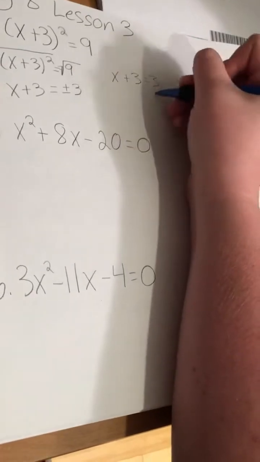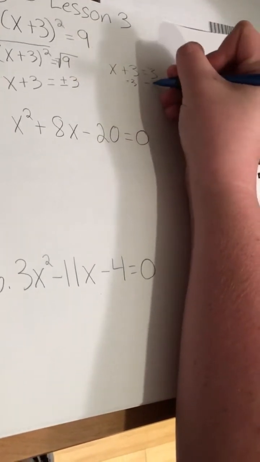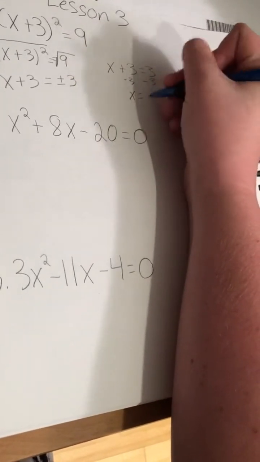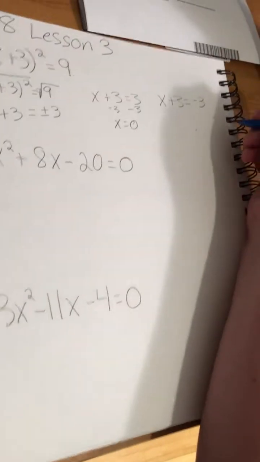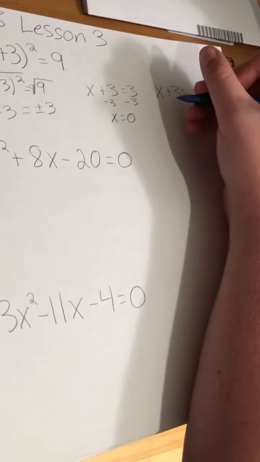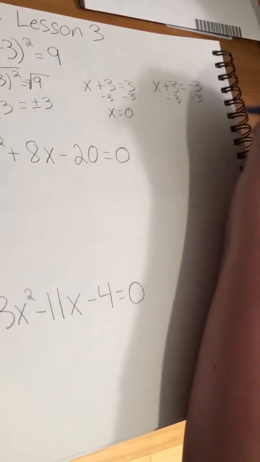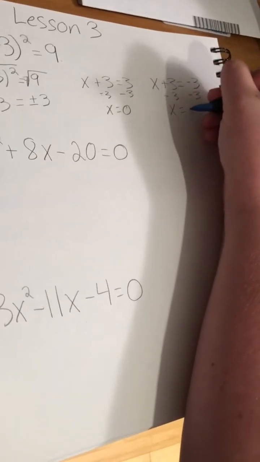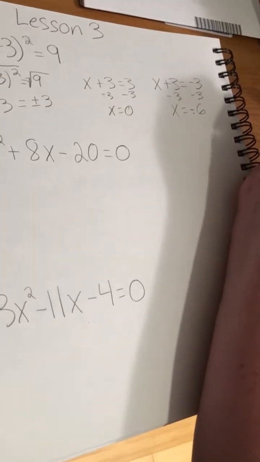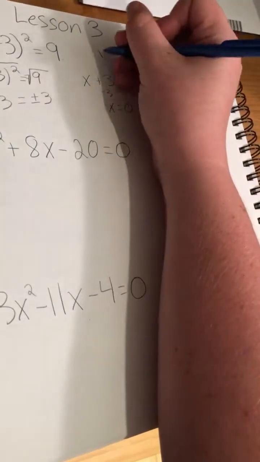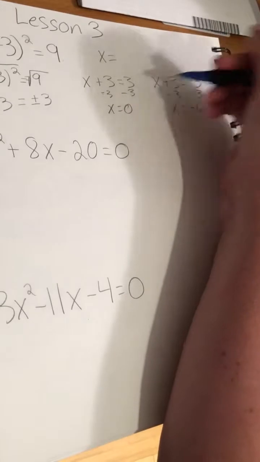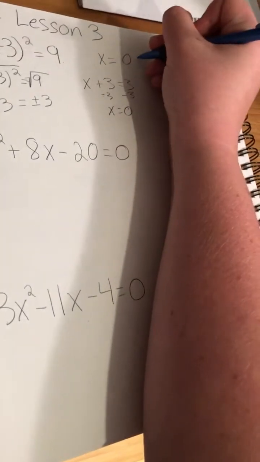So I want to subtract my 3 from both sides, and I have x = 0. I do the same thing for the other. Subtract 3, and I have x = -6. So my solutions will be at 0 and -6.